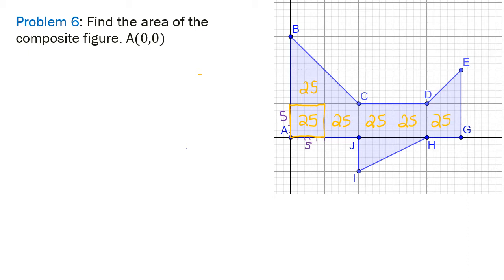And just like in the last problem, if you imagine this whole box here, it would be 25. You can see the triangle portion is half of it. And so half of 25 is 12.5. So anywhere I see that same size triangle, I'm going to write 12.5.